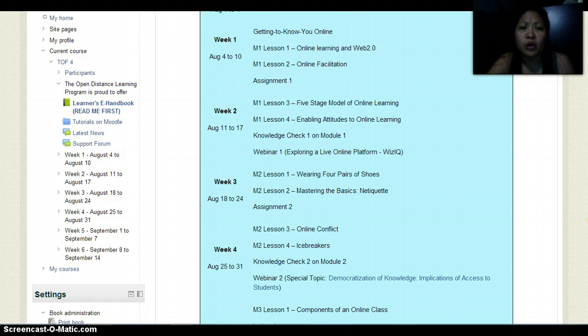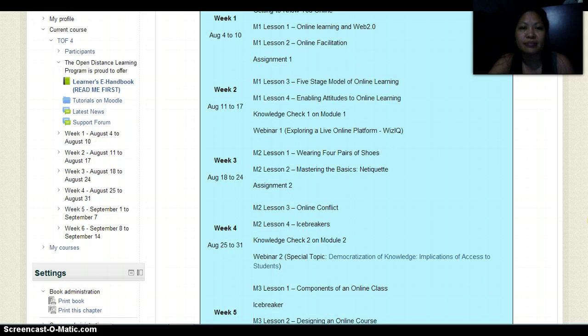Next week, starting Monday, we will start with the five-stage model of online learning by Gilly Salmon. And we will also be talking about enabling attitudes to online learning. Then, by the end of the week, I think that is August 16, we will be having our first knowledge check on Module 1. And I will be scheduling a webinar at the end of the second week.